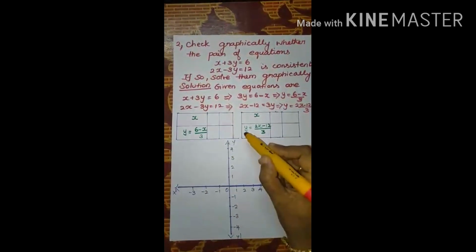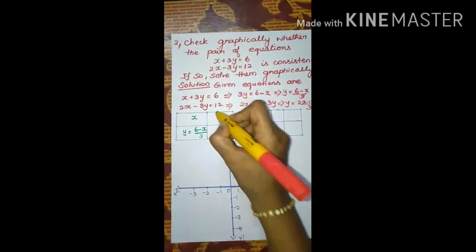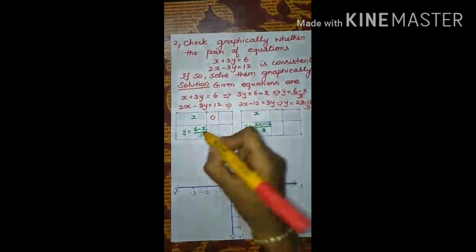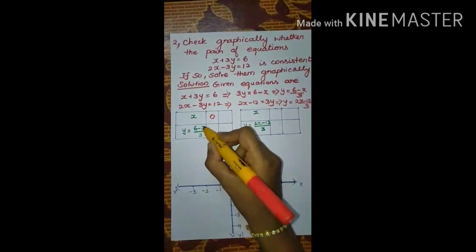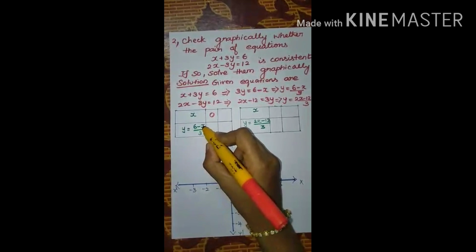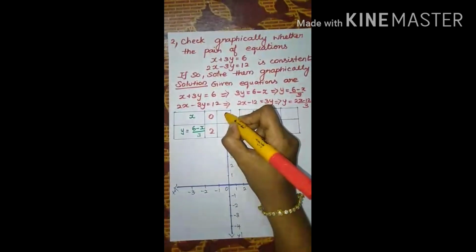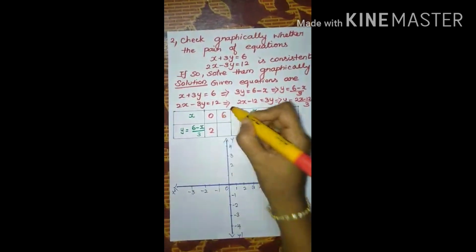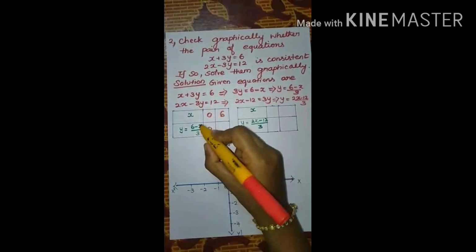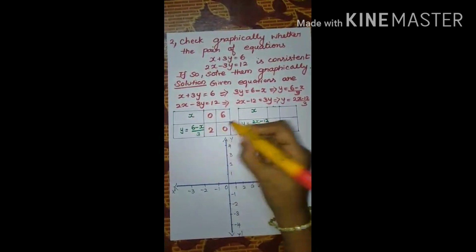We find two solutions of each of the equations. So first I am going to take x value 0. Now apply the 0 value in the y equation. That is 6 minus 0, 6 minus 0, what is the answer? 6. 6 by 3, what is the answer? 2. Next, I am going to take x value 6. Apply the 6 value in this equation. So 6 minus 6, 0. 0 by 3 also 0.